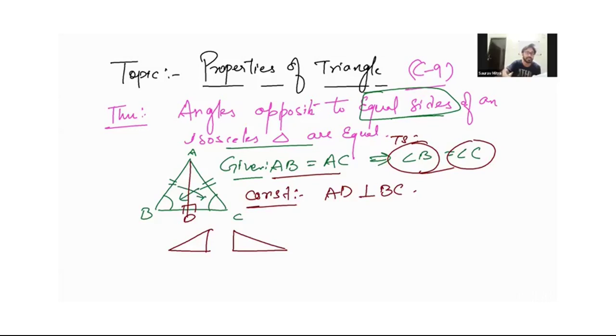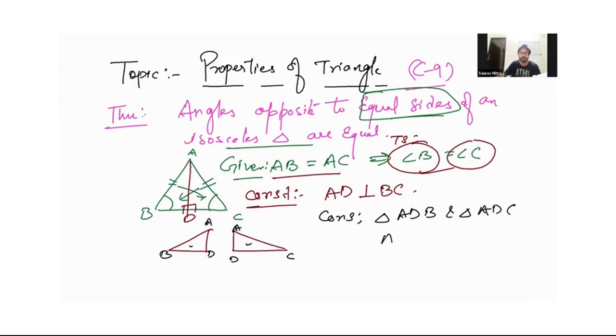Because of this, now we will show the congruency in these two triangles. This I am drawing separately. This is your A, this is your D, this is your B. Similarly, this is your A, this is your D, this is your C. So consider triangle ADB and triangle ADC.